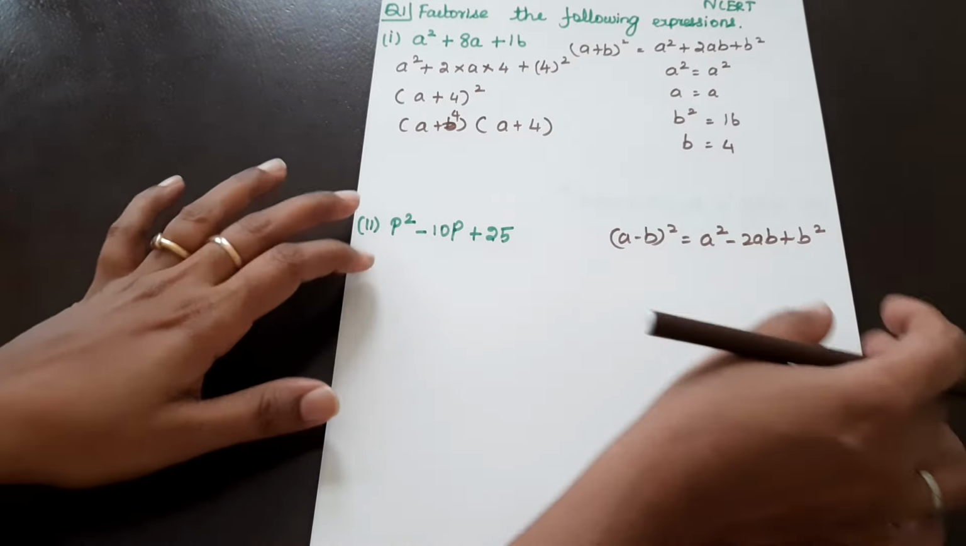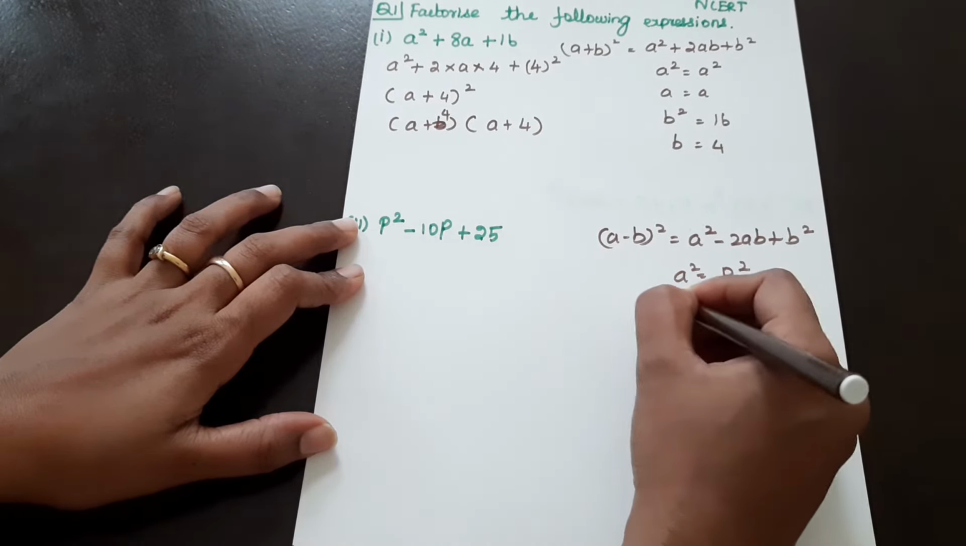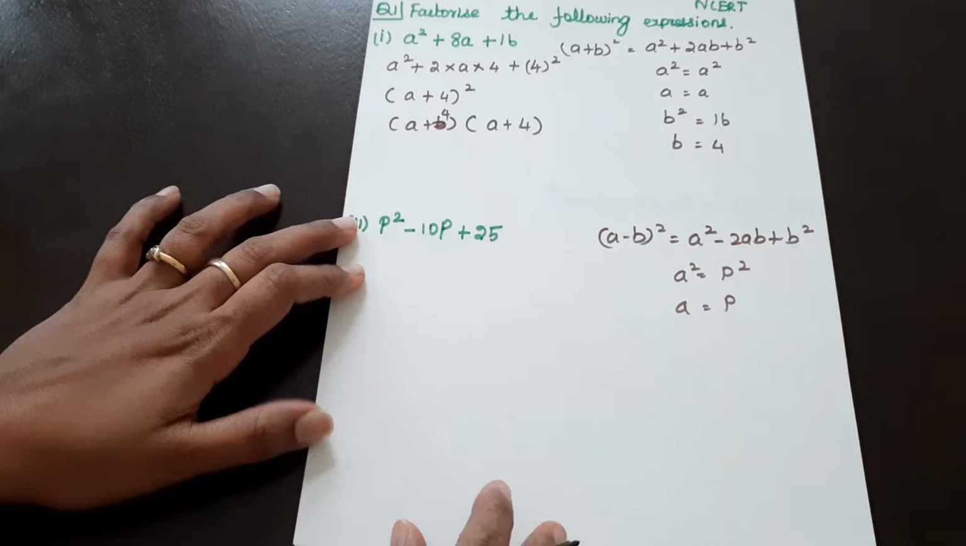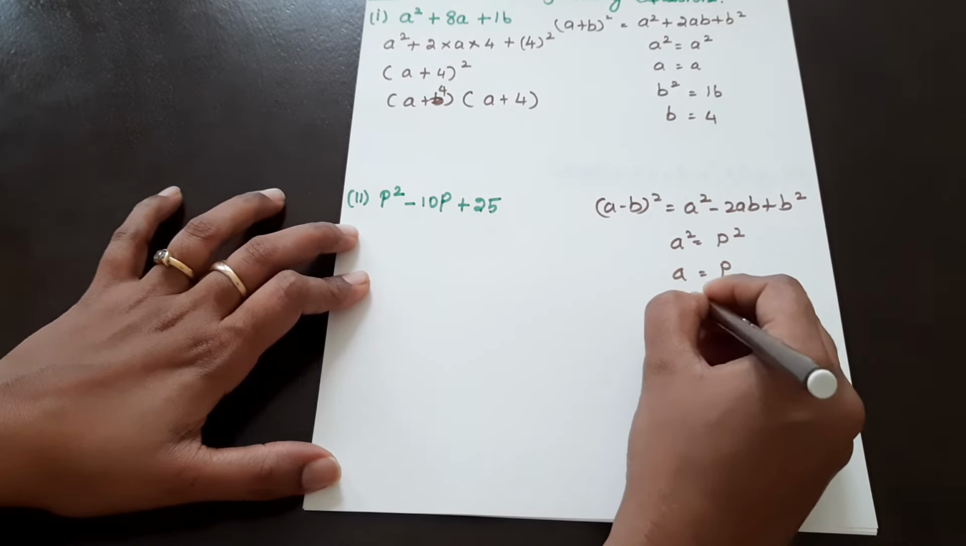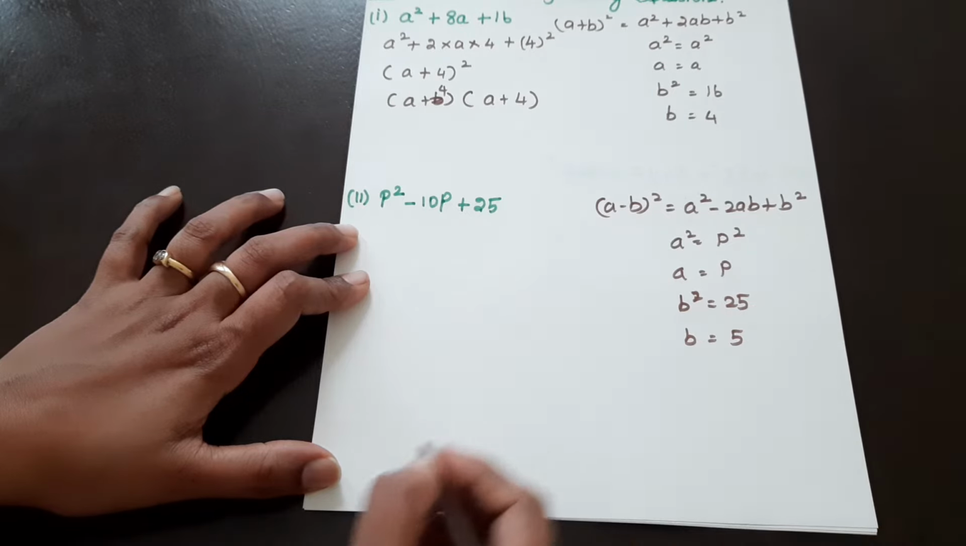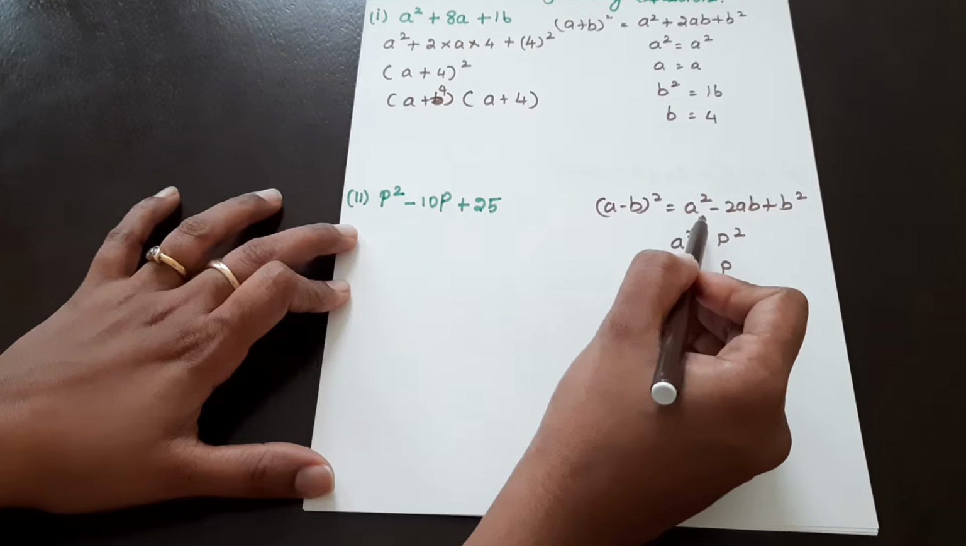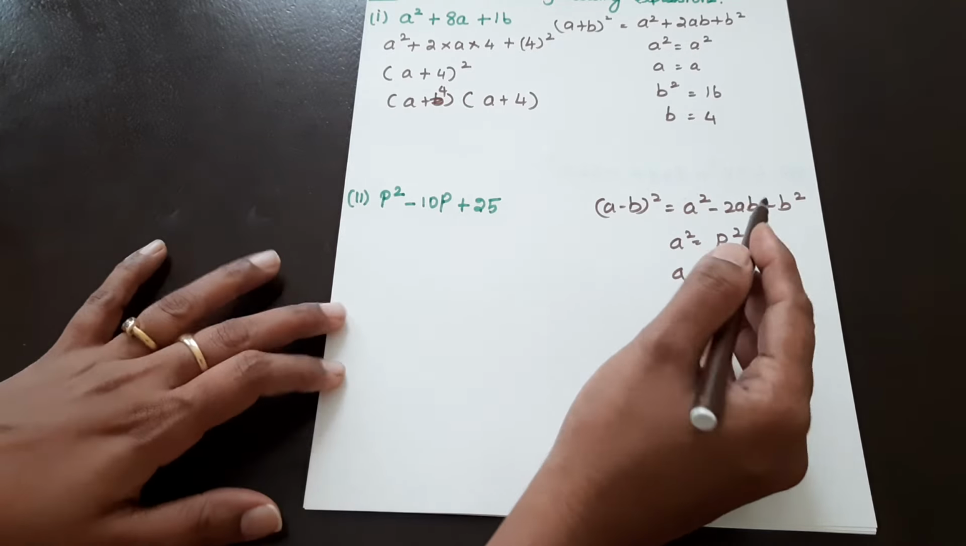So here a squared is p squared, so a is p. Okay? So b squared is equal to 25, so b is equal to 5, since 5 into 5 is 25. Okay? Now let's first write it in the format a squared minus 2ab plus b squared.